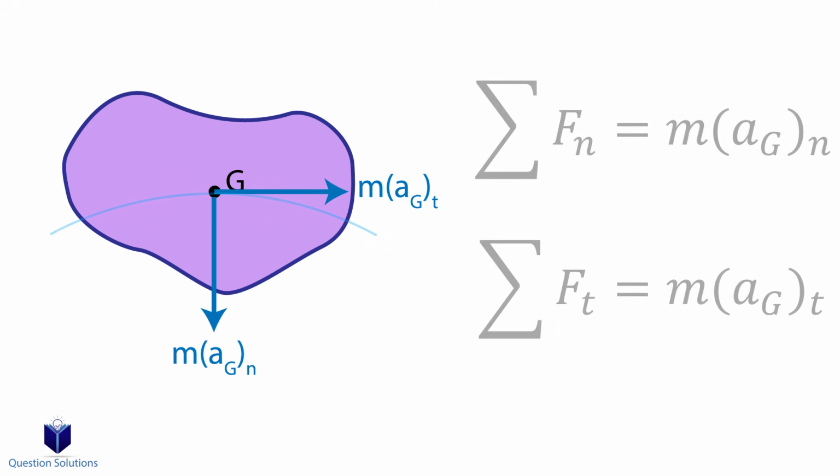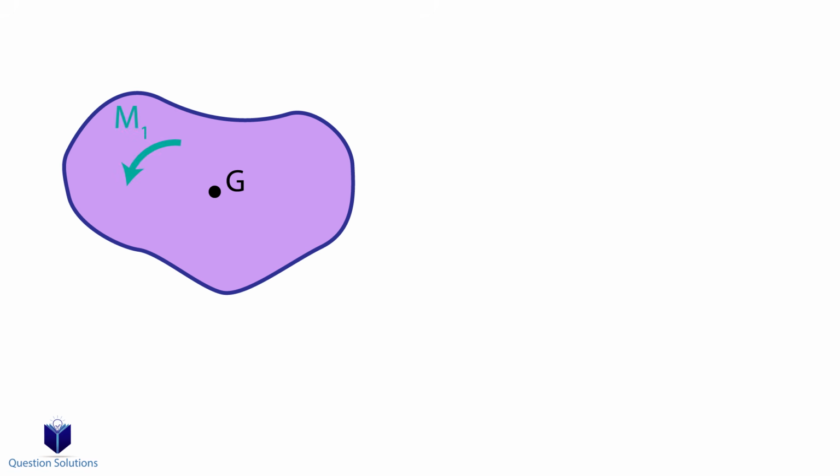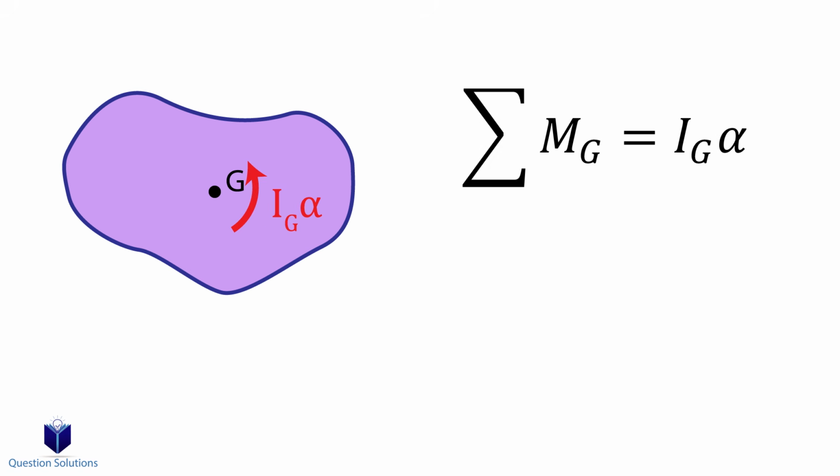There is also something else we need to keep in mind. That is the moments affecting an object. Let's say we have moments or forces like these affecting our object. Then we can say the sum of moments about the center of mass is equal to the mass moment of inertia of the object times the angular acceleration.